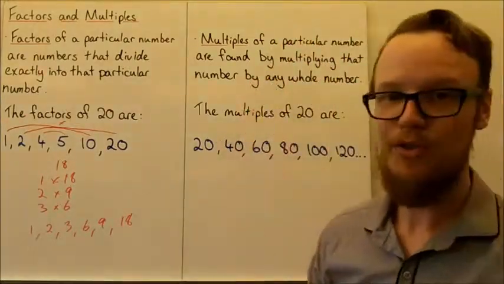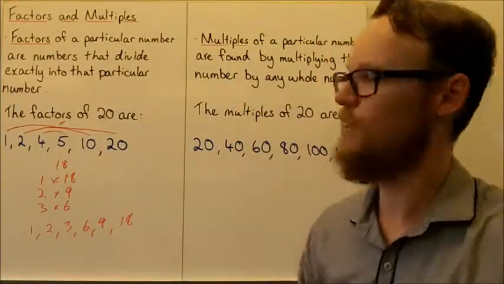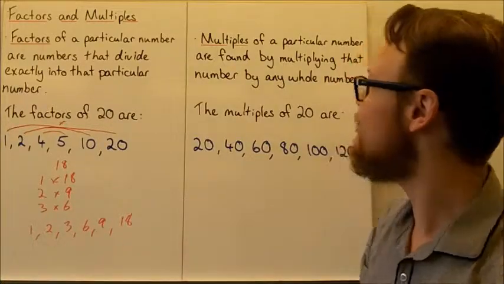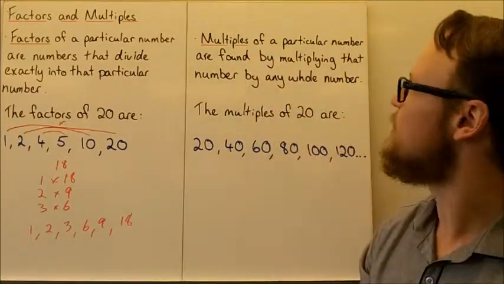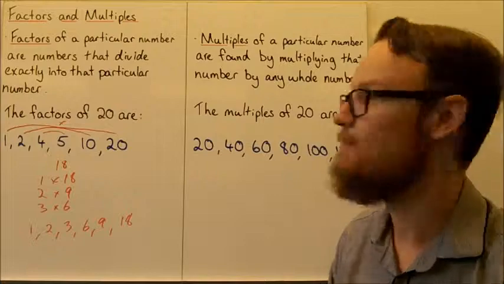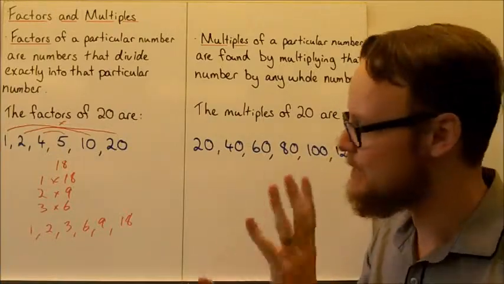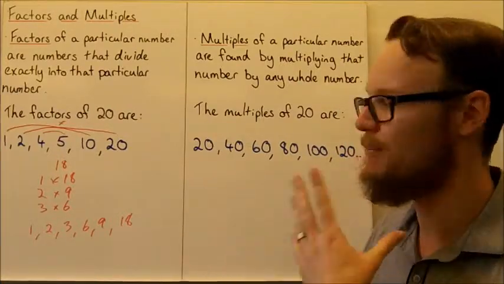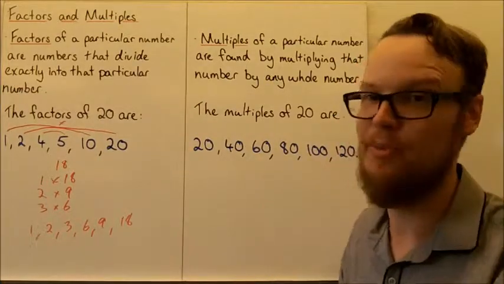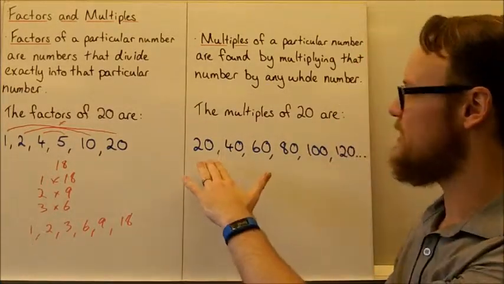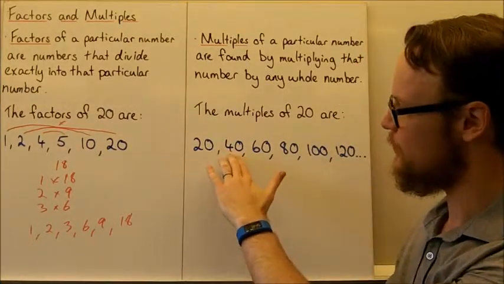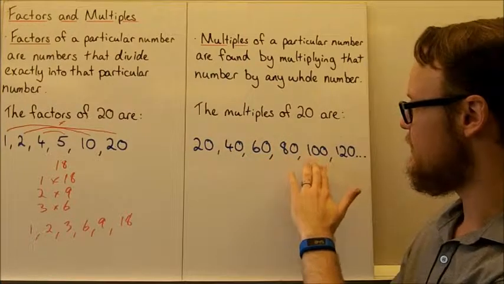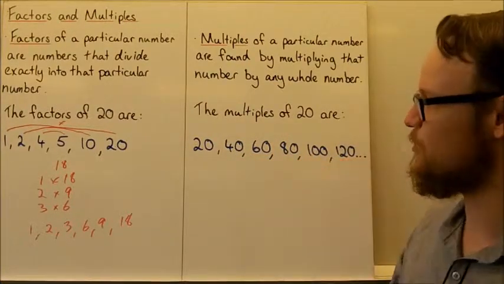When we're looking at multiples, like the name suggests, it's about multiplication. Multiples of a particular number are found by multiplying that number by any whole number. So we start at that number and then we can multiply up. So the multiples of 20 are 20, 40, 60, 80, 100, and 120.